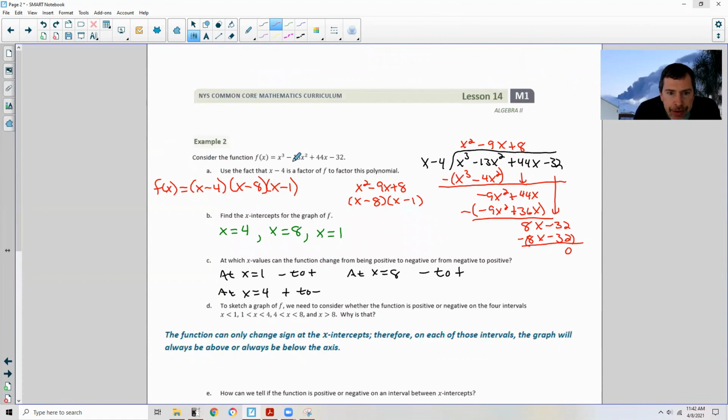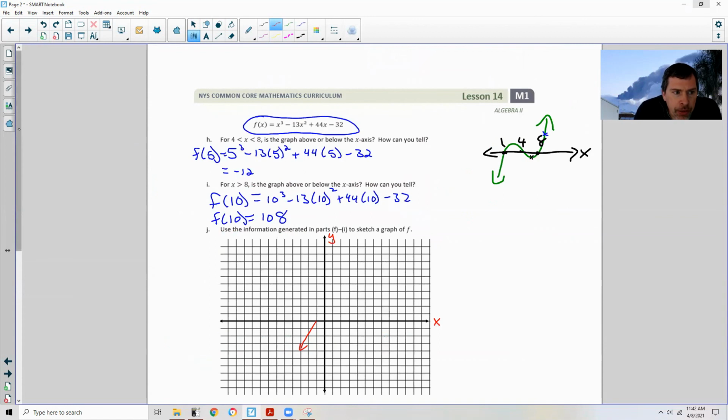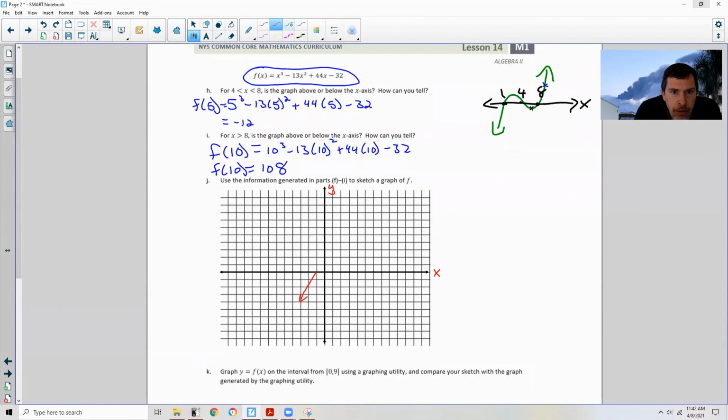before I even go there, let's go back to our three solutions, or zeros, or x-intercepts, 4, 8, and 1. Okay? So I want to plot those. I'm going to do that in green. So here's 1, 2, 3, 4, 5, 6, 7, 8. So this is 8, this is 4, this is 1.